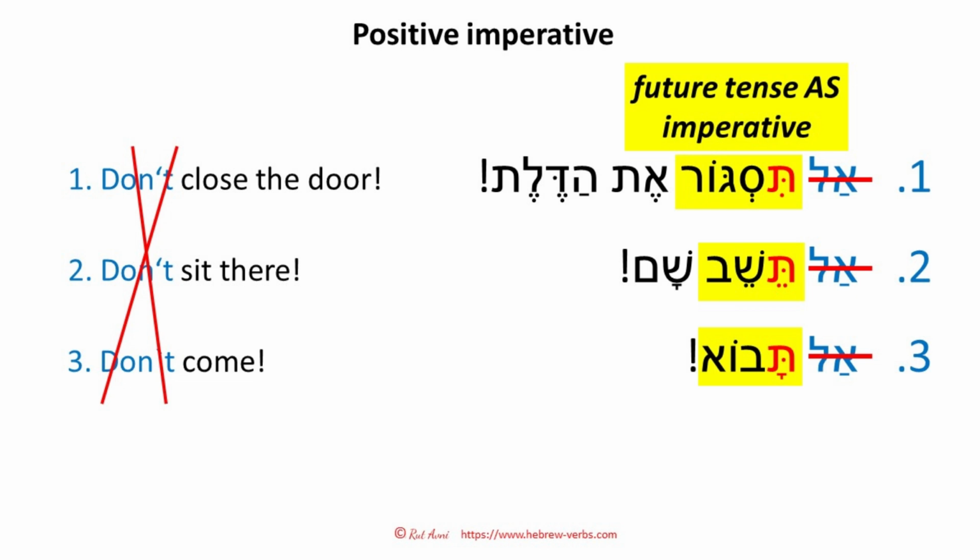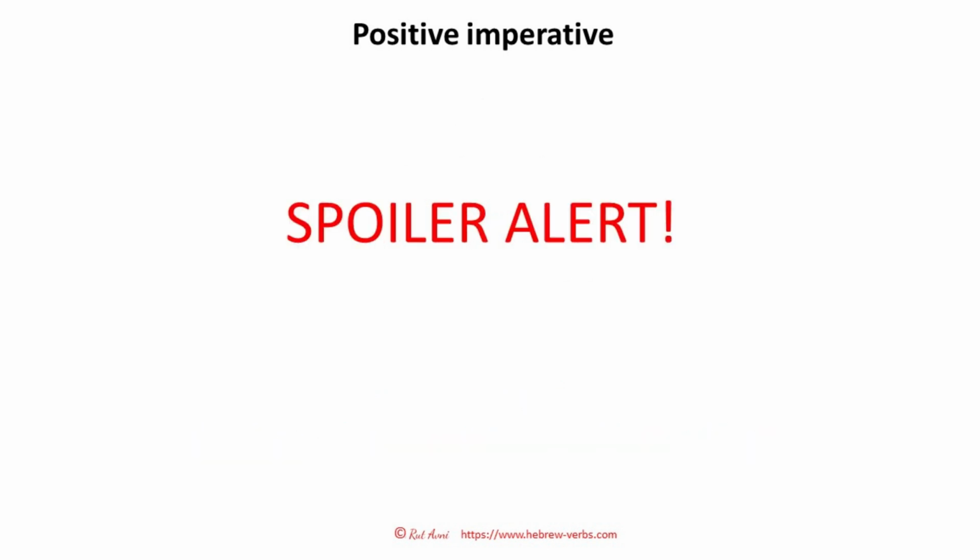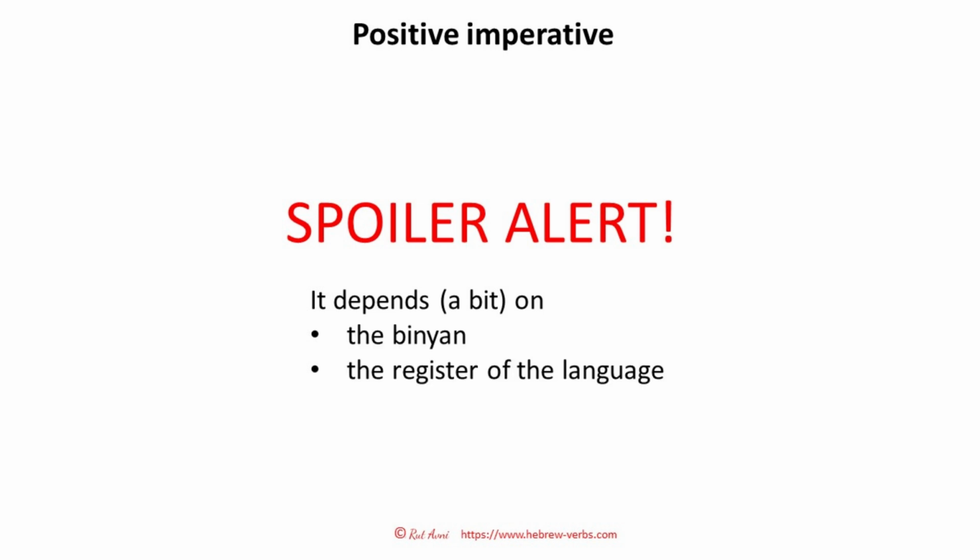And I can tell you that, for example, here in "sit there" or "have a seat," you hear way more often shev than teshev. Seriously. I'm just wondering, when did I hear the last time teshev? Sounds strange to me, which means nothing. But yeah, so that is the question. If it is technically possible and grammatically correct, when do I use which? Okay, I still have to give you a video tomorrow, so this is where we go into that subject. But I give you a little spoiler. I don't leave you with nothing. So the answer is, it depends a bit on the binyan and the register of the language.